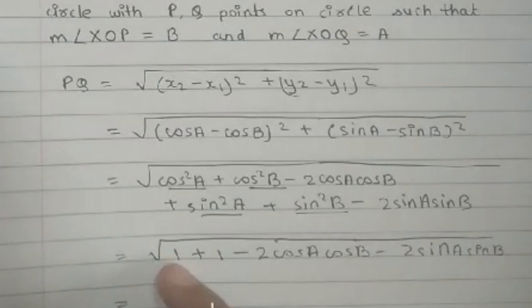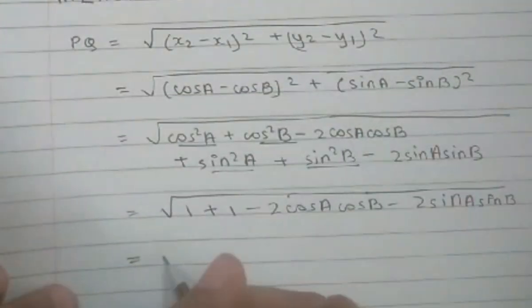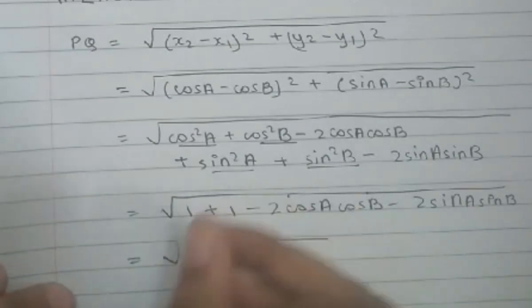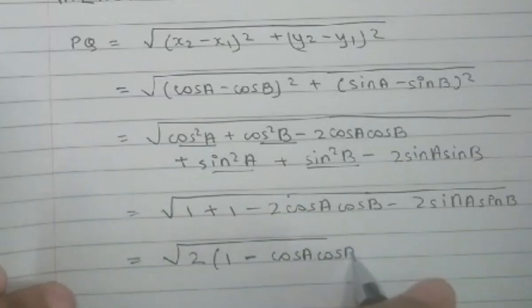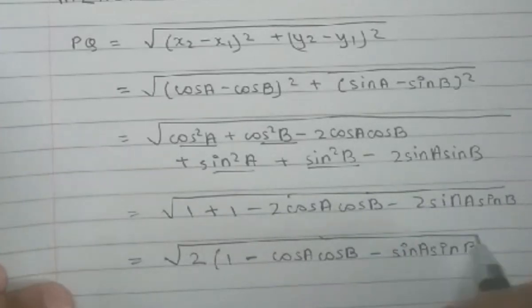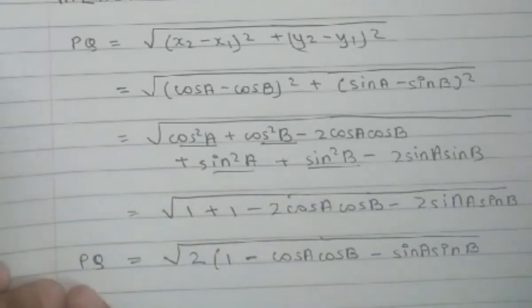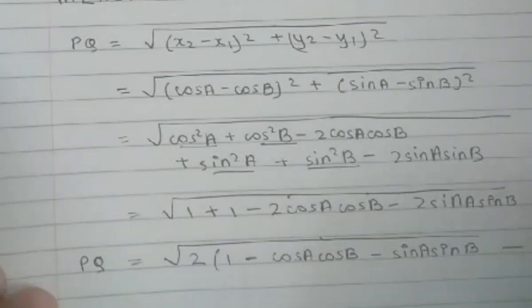Here this is 2 and here also 2 is there, so we can take 2 common, right? So it would be root of 2 times, here it is 2, so 1 would be common, here it would be minus cos A cos B minus sin A sin B, because we have taken 2 common. So this is PQ, the length of PQ. You can mark this as the first equation.